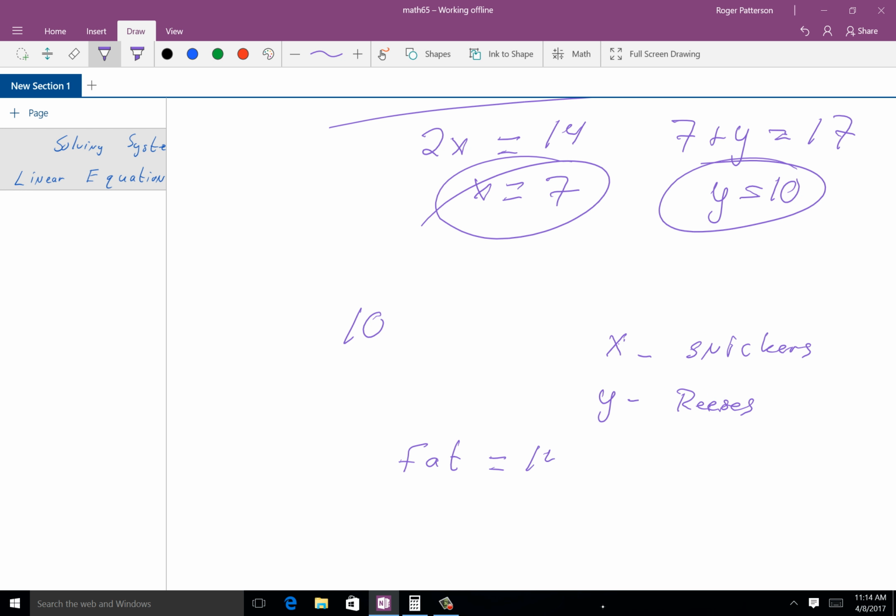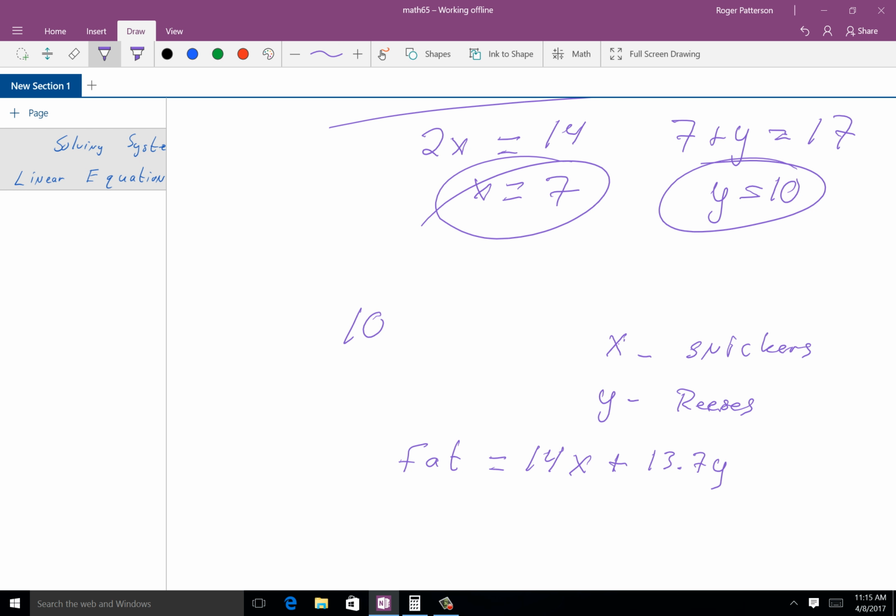So we have 14x, right? Because if I eat x number of them, I'm going to get 14 times x, whatever that is. Right? Plus, how much fat do I get from the Reese's? 13.7. So it's going to be 13.7y, because if I eat 10 of them, I'm going to get 137 grams of fat from Reese's Peanut Butter Cups. All right? So that's what I have.